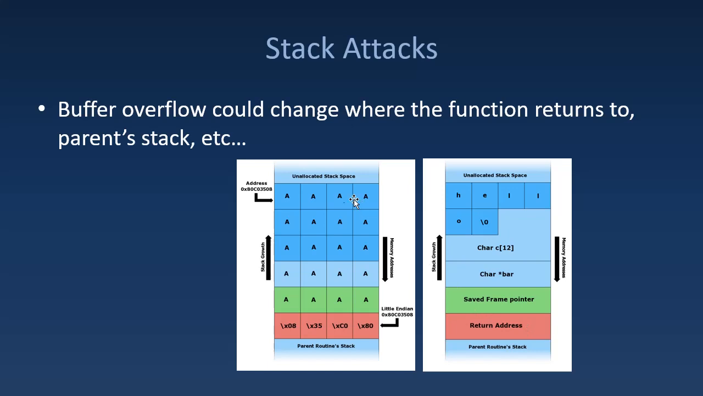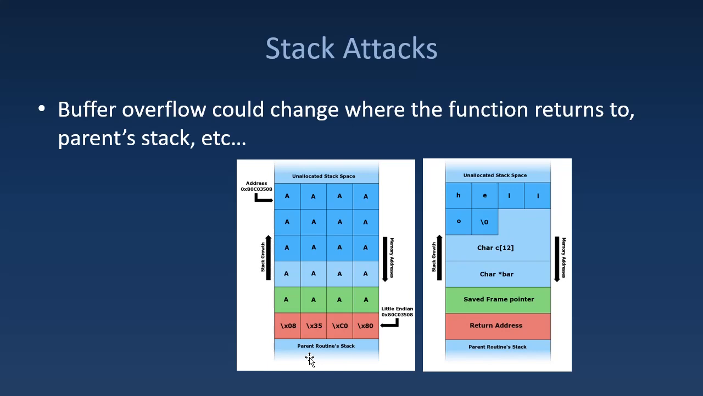So now as this function, if this prints out the string, it would just print out a bunch of A's, and then as it tries to return, it's not going to go back to where it's supposed to go. It's going to go back to this hex address that we have intentionally placed into memory. All right, I could also overflow that and write into the parent's function stack. I can do all kinds of things.